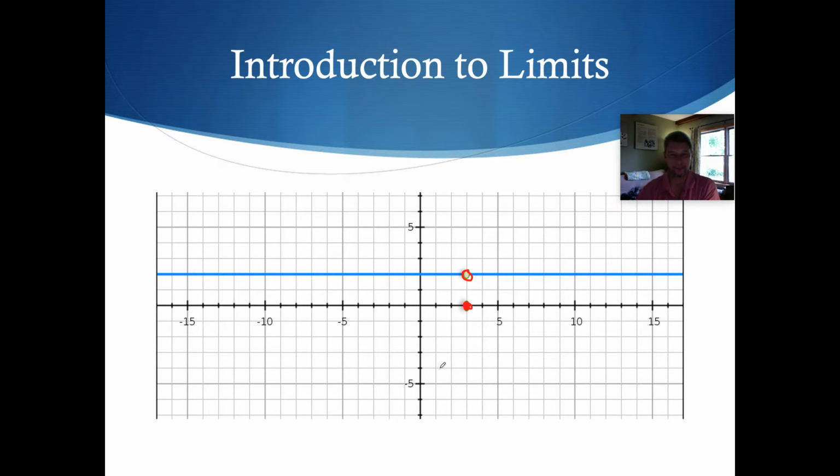But what's the limit here? Well, as the value of x approaches 3 from the left, the value of y approaches 2. So we're still converging on this point, even though at the value x equals 3, the function f of x is equal to 0. And so in this particular case, this limit does exist because we're approaching 2 from both sides. We're approaching 2 from both sides. So the limit does exist.